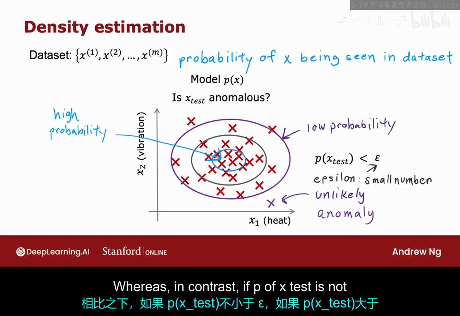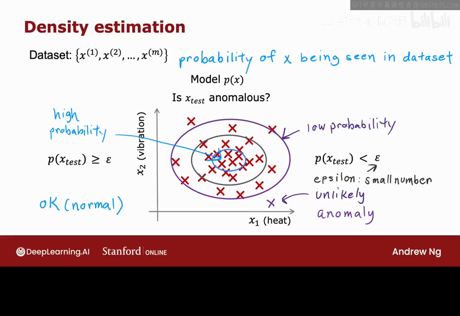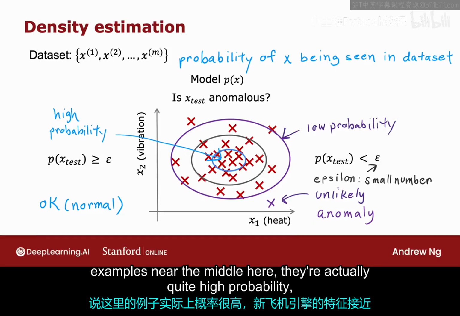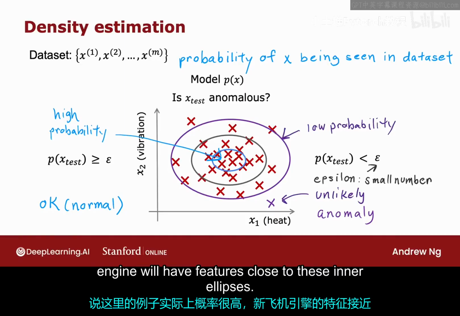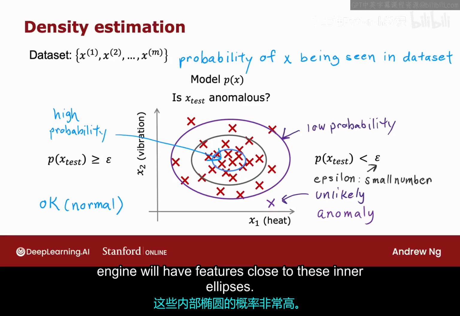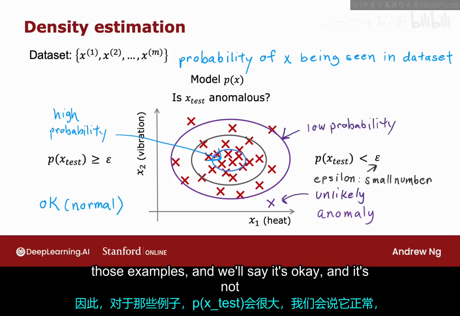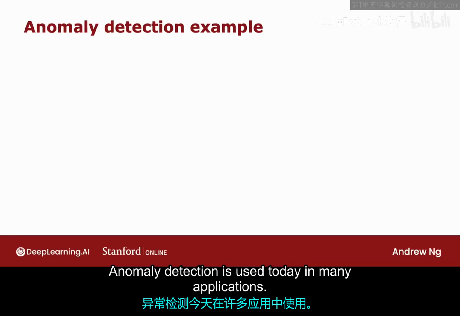Whereas in contrast, if P of X test is greater than or equal to epsilon, then we will say that it looks okay. This doesn't look like an anomaly. And that corresponds to if you had an example in here, say, where our model P of X will say that examples near the middle here are actually quite high probability. There's a very high chance that the new airplane engine will have features close to these inner ellipses. And so P of X test will be large for those examples and we'll say it's okay and it's not an anomaly. Anomaly detection is used today in many applications.